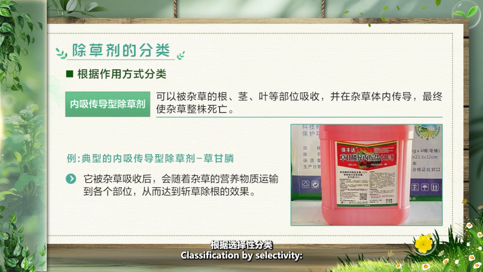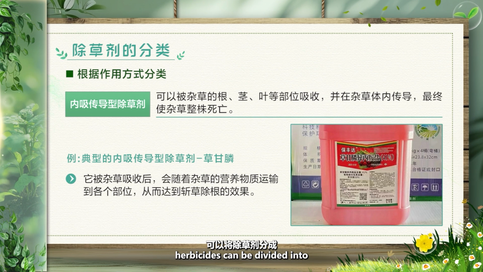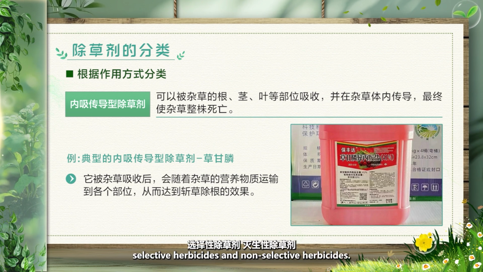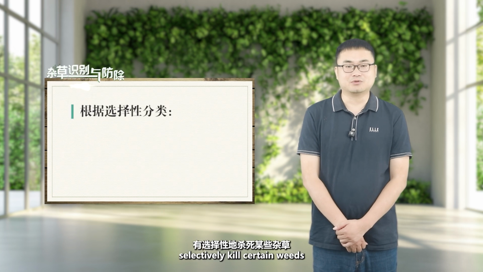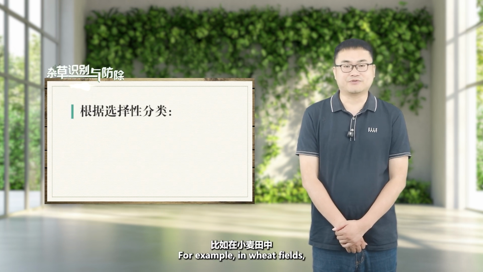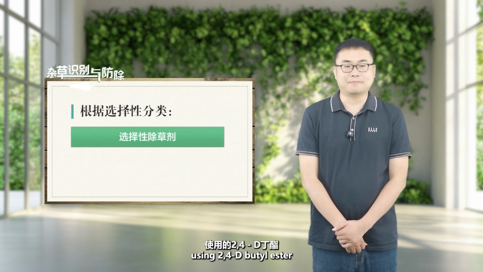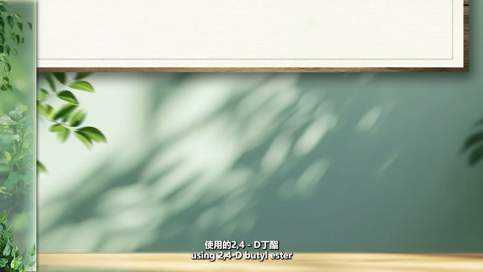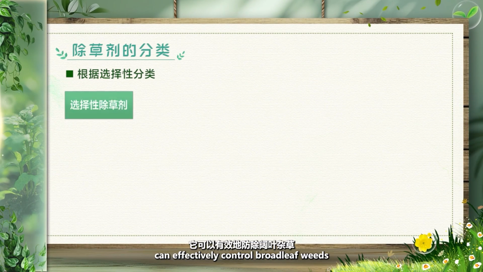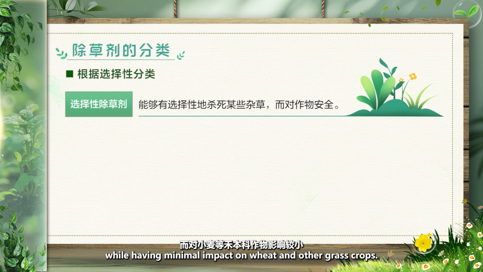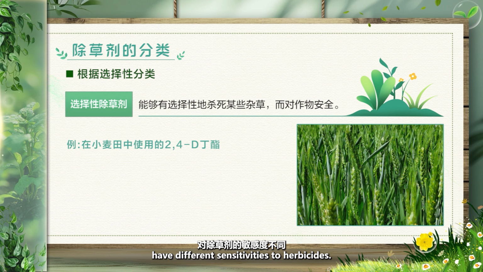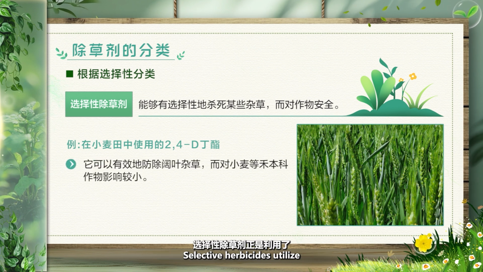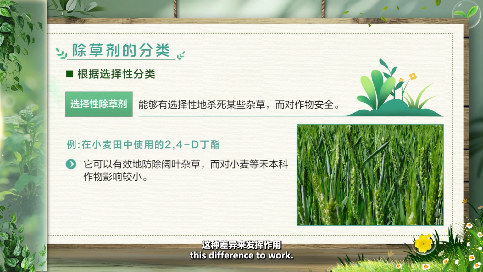Classification by selectivity. Herbicides can be divided into selective herbicides and non-selective herbicides. Selective herbicides can selectively kill certain weeds while being safe for crops. For example, in wheat fields, using 2,4-D-butyl ester can effectively control broadleaf weeds while having minimal impact on wheat and other grass crops. This is because different plants have different sensitivities to herbicides. Selective herbicides utilize this difference to work.